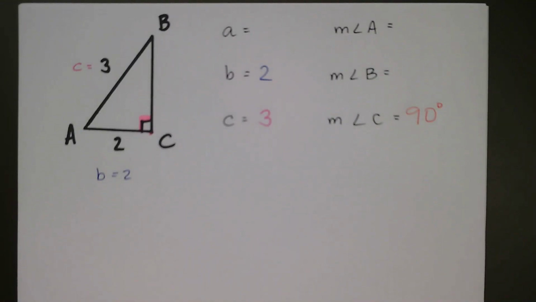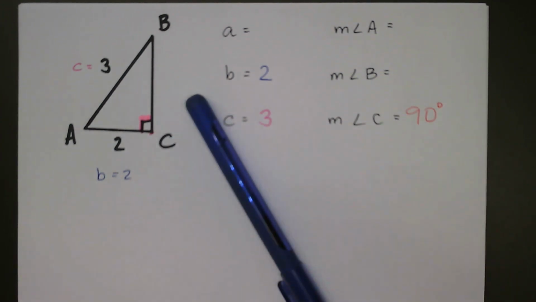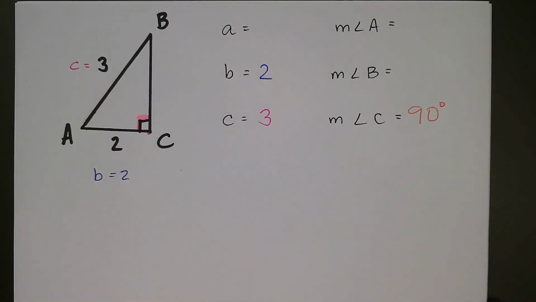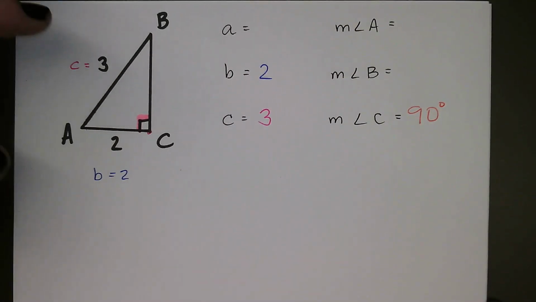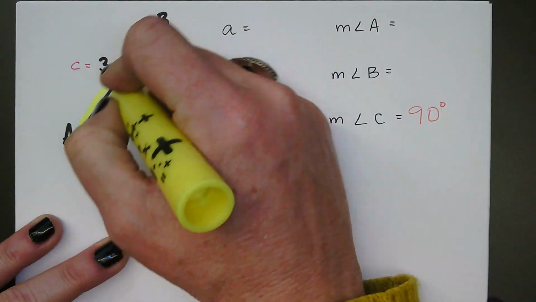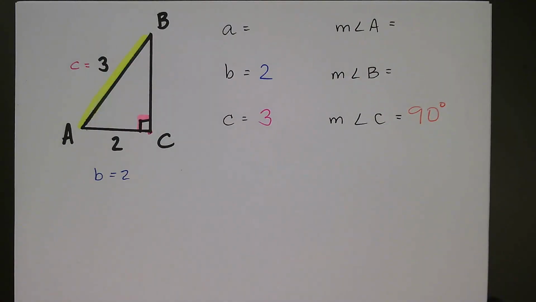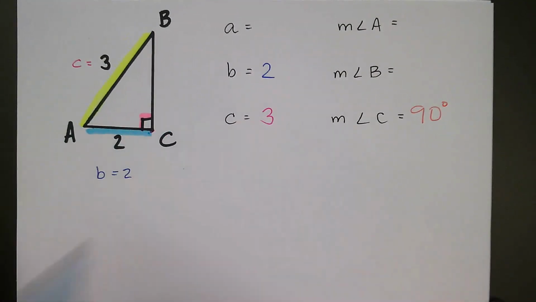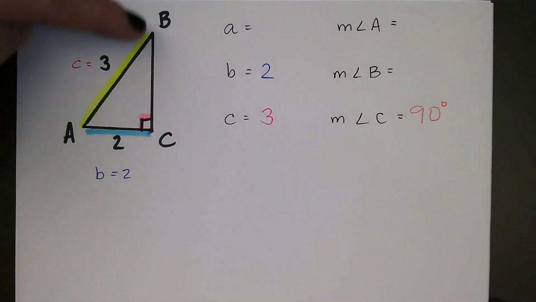Okay, now I need to find the third side, and I also need to find a couple more angles. So I got a lot of options here. I can use right triangle trigonometry, I can use the Pythagorean theorem, and I can use the triangle angle sum theorem. So right away, I'm looking at this, and look, I got a hypotenuse. The hypotenuse is 3. I also have this side right here. It's one of the legs of the triangle. It's 2. I need to now find this third side, which you could call BC.